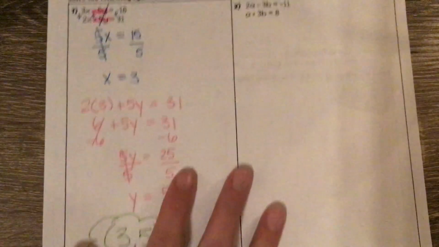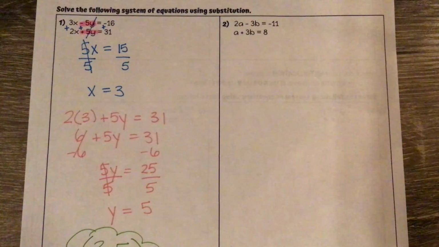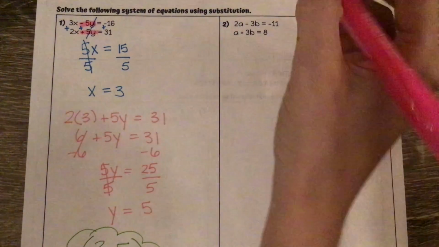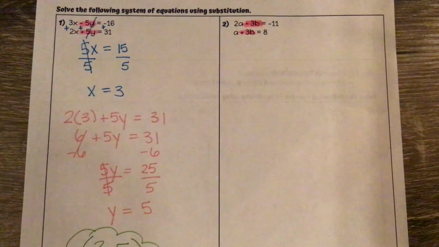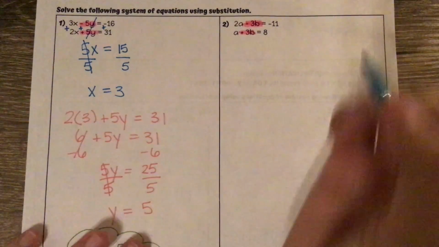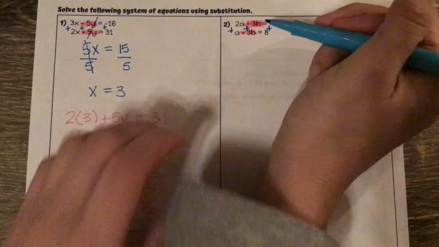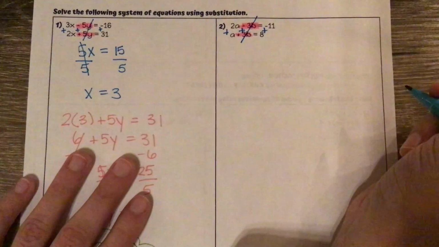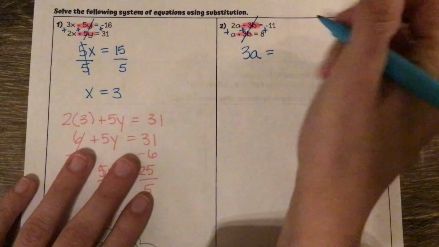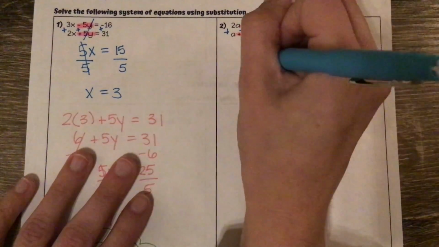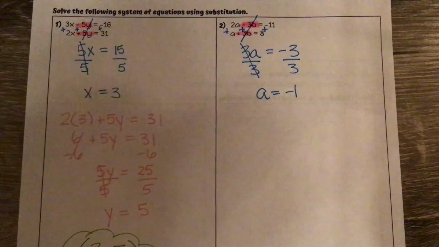Let's try another one here. Number 2, 2a minus 3b equals negative 11, and a plus 3b equals 8. Here, our b's are the ones that have the same number, 3 and 3. We have negative 3 and positive 3, we would eliminate by adding, because negative 3 plus positive 3 cancels out to 0. Over here, 2a plus a is 3a equals negative 11 plus 8 is negative 3. Divide by 3, we get a equals negative 1.